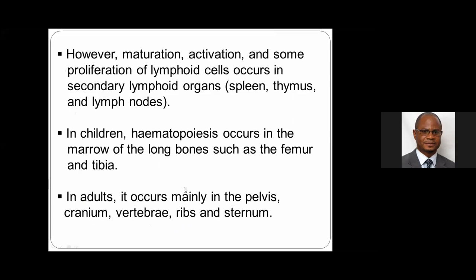This is also important. So in the embryo, we talk about the spleen, we talk about the liver, we talk about the lymph node after the yolk sac. In the adult, we are talking about the bone marrow in the pelvis, in the cranium, vertebrae, ribs, and sternum.